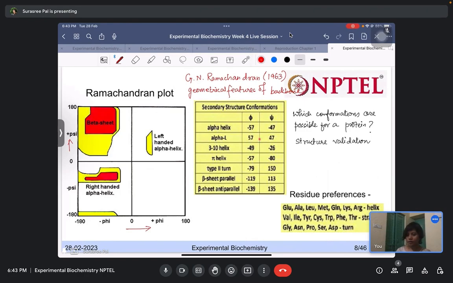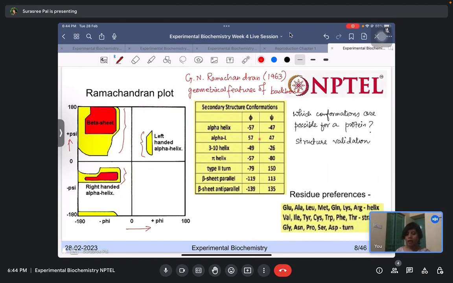And there are several regions you can see in this Ramachandran plot, which are the possible regions of a beta sheet and alpha helices. Possible regions means what? Basically these are the values which are possible. These phi and psi values are possible for these kinds of secondary structures, either a beta sheet or an alpha helix. It can be a right-handed alpha helix, it can also be a left-handed alpha helix. So this plot shows which conformations are possible for a protein, and by this plot we can also validate protein structure. How do we do that?